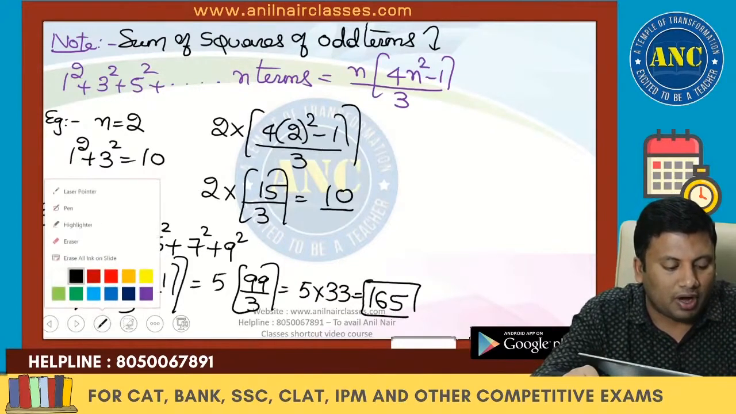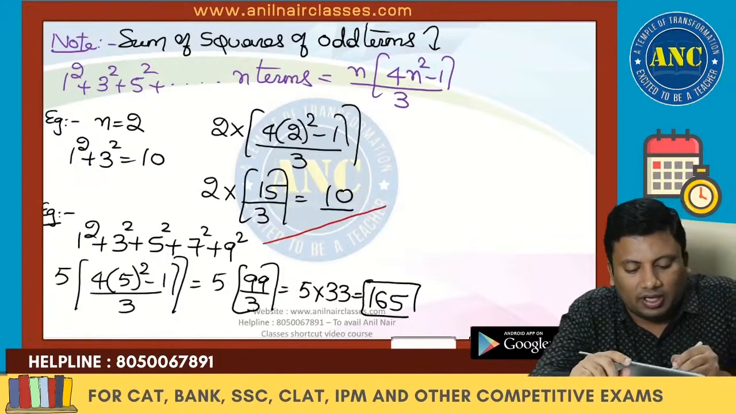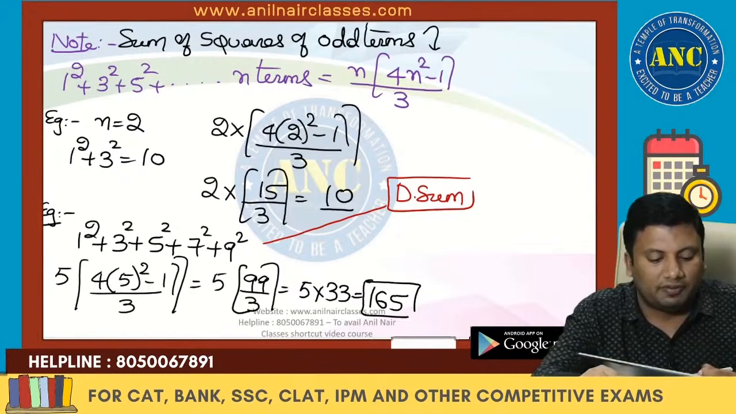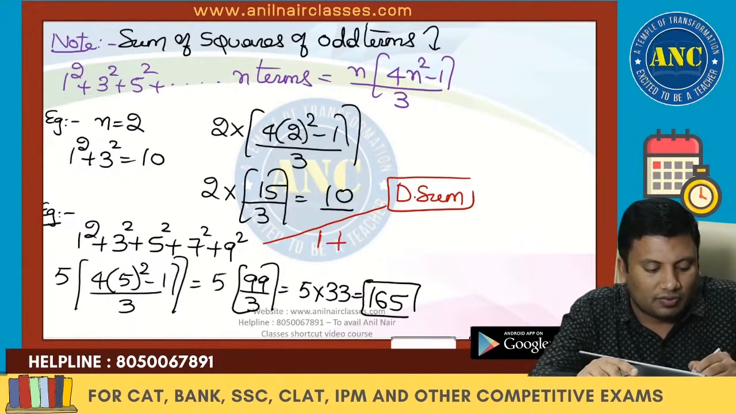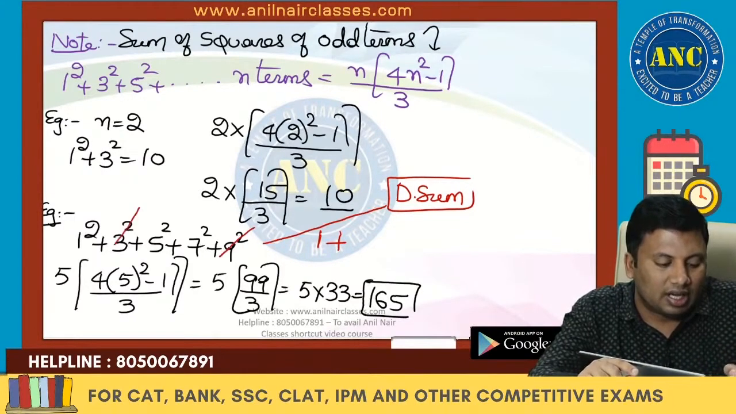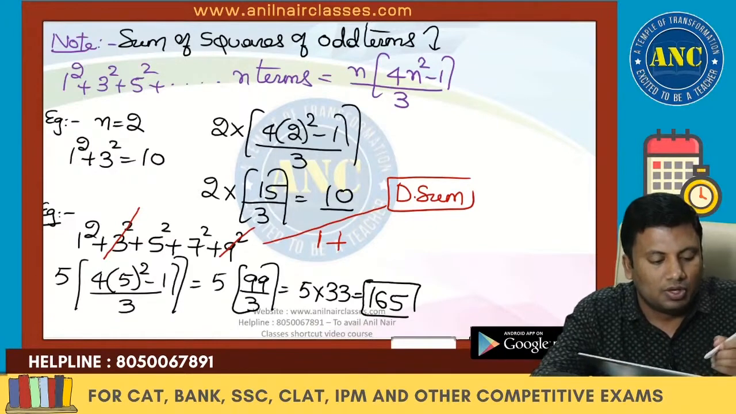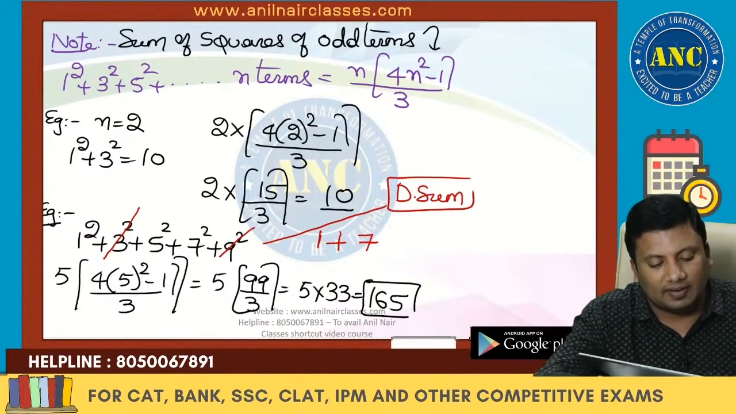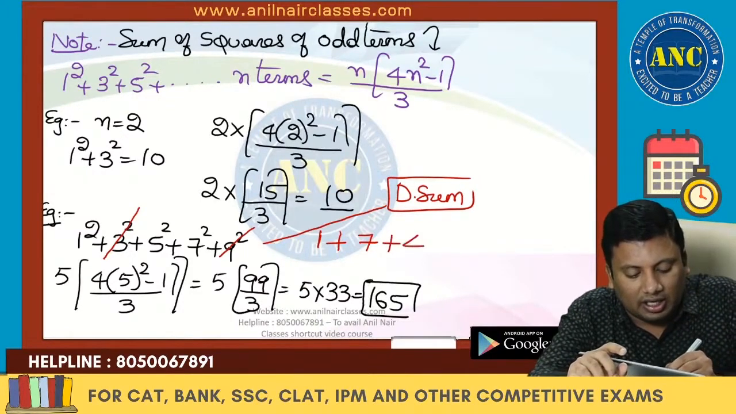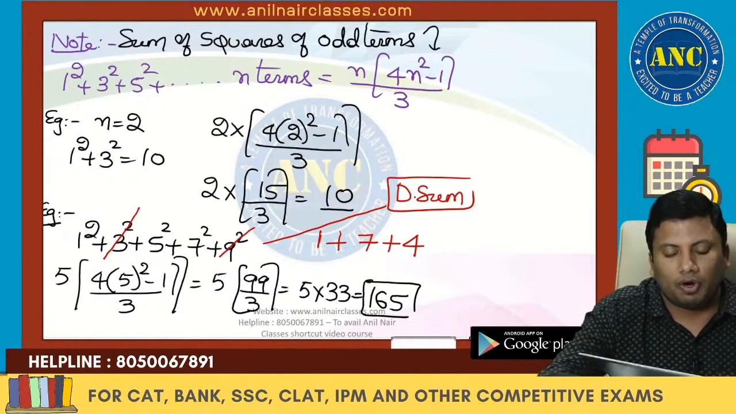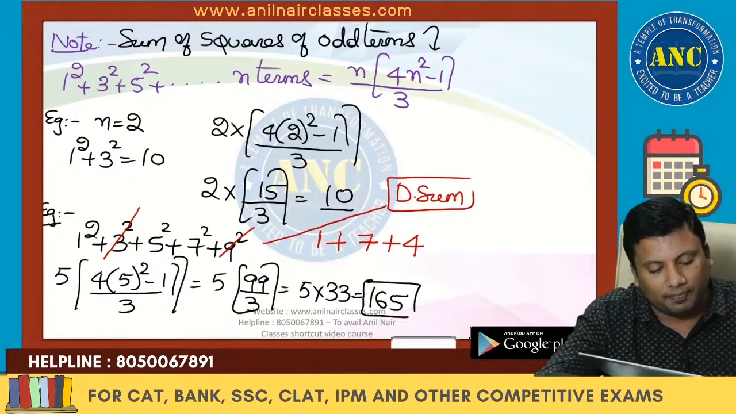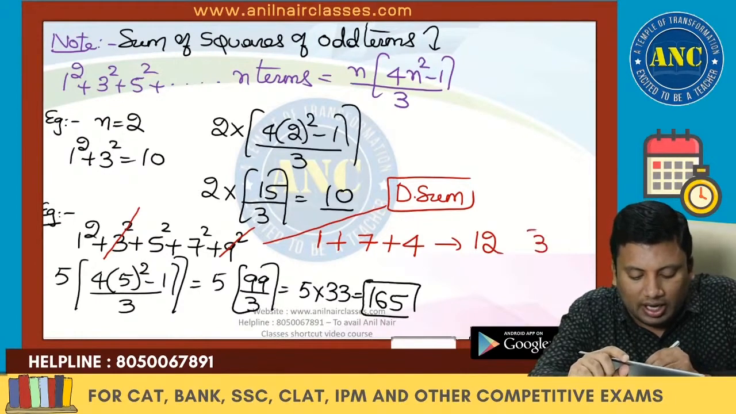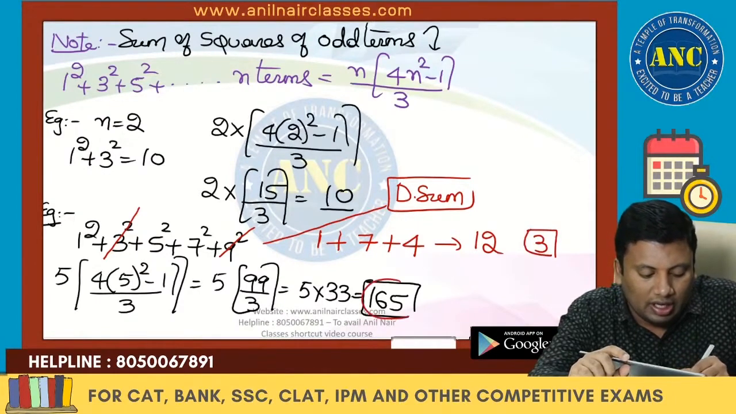If you know the formula, you can go for it. Otherwise, use the concept of digital sum. 1 square it is 1. 9 square digital sum is 9, I can remove. 5 square it is 25, digital sum 7. 7 square it is 49, which is 4. 4 plus 9, 13, 1 plus 3, 4. 4 plus 7, 11, 11 plus 1, 12. 12 means answer digital sum should be 3.